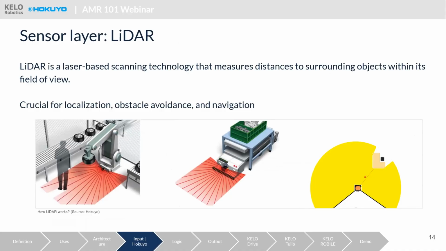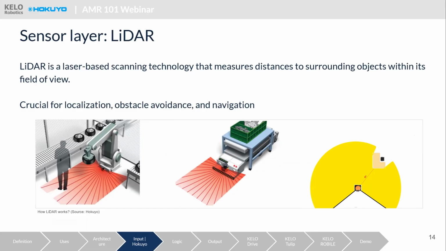So what is a LiDAR sensor? The word LiDAR stands for light detection and ranging. And how does our LiDAR sensor work? Our LiDAR sensors emit a laser that scans across a wide 2D field, and they measure the distance to objects by calculating the time it takes for the reflected light to return to the sensor.